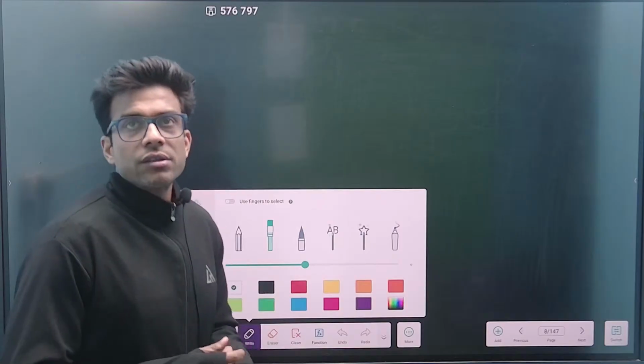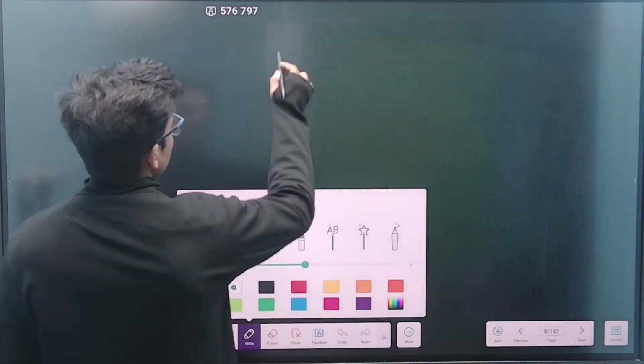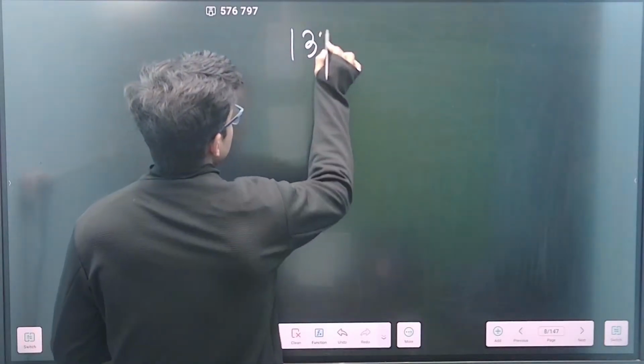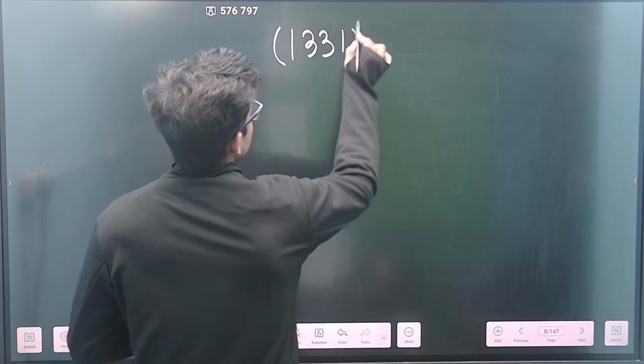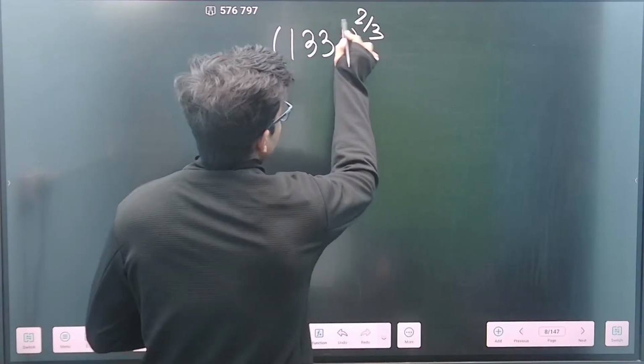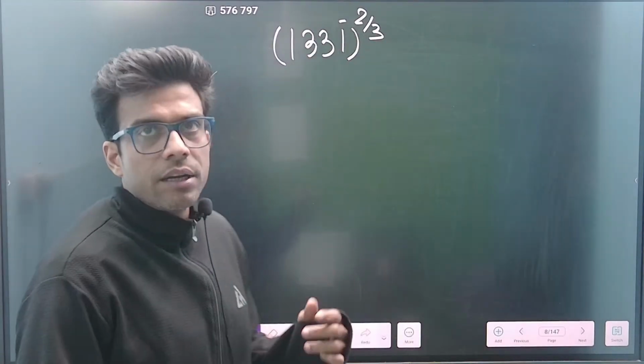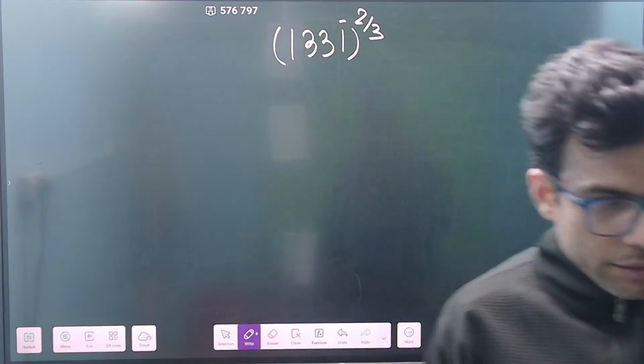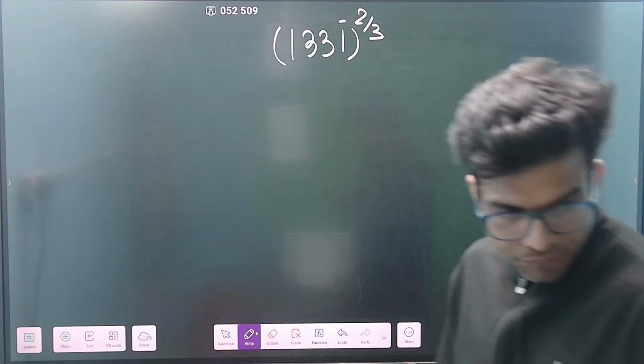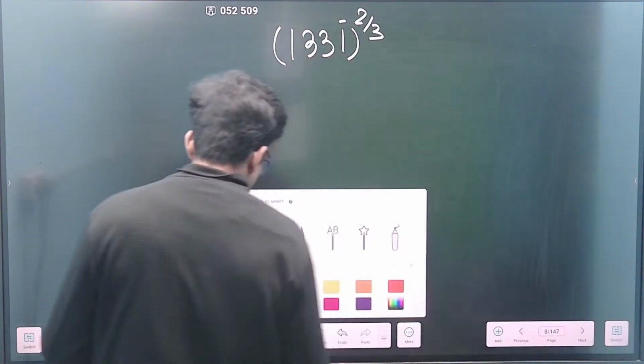Let me make you aware with some questions. Suppose I ask a question: 1331 to the power 2 by 3, minus. Can you solve it? Come on, anyone? Minus 2 by 3. How can you solve this? Let me solve one for you.